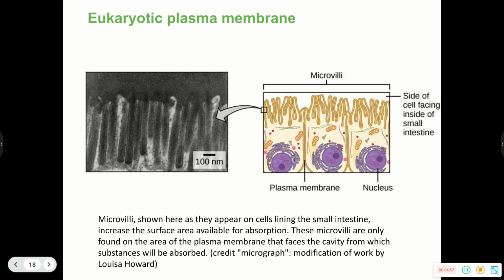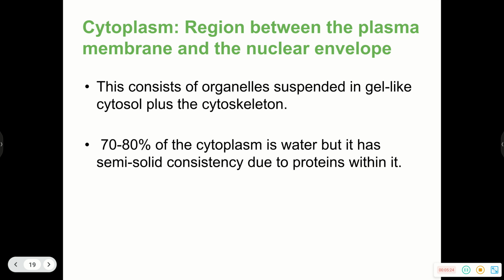So anytime you hear microvilli or cilia or anything like that, anything that's like little appendages sticking off of the cell or off of an organelle, what it does is it allows for surface area to grow. These microvilli are only in the cavity that faces where the substances are coming from, okay? So you can see how these things are changed and how they're made.